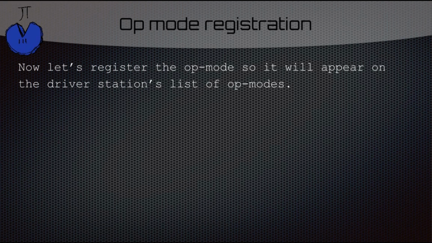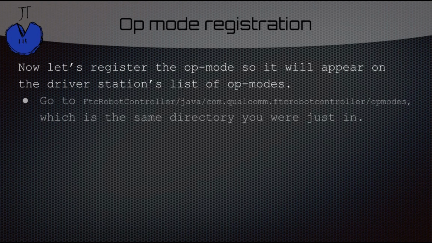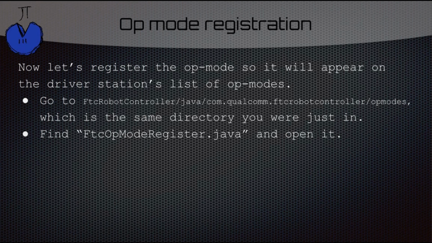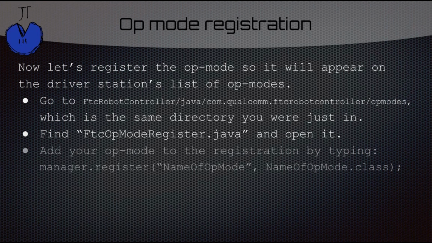Once we do this, it will appear on the driver station's list of op modes. I'll show you these next few steps in Android Studio. We're going to go to the same directory we were just in, and find the FTC opmode register.java class and open it. And we're going to add a line of code to this existing class that will register your op mode, so it will show up on the list of op modes.